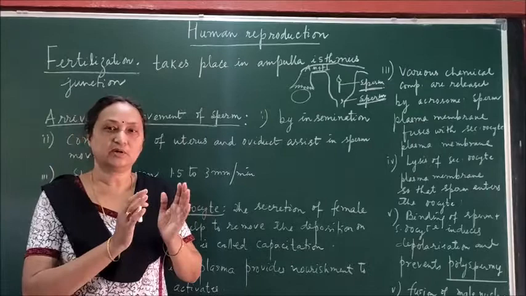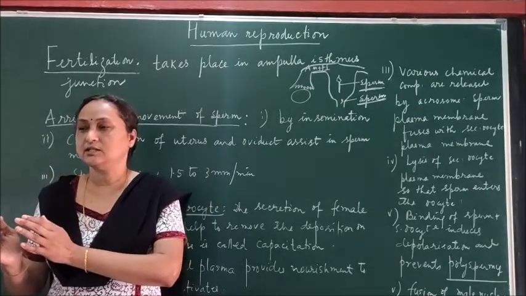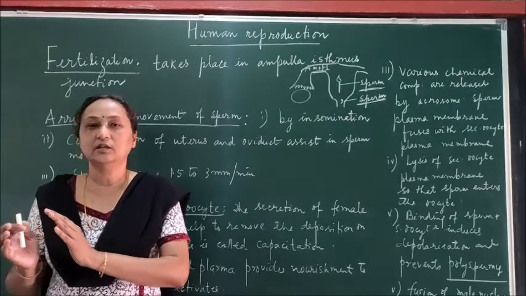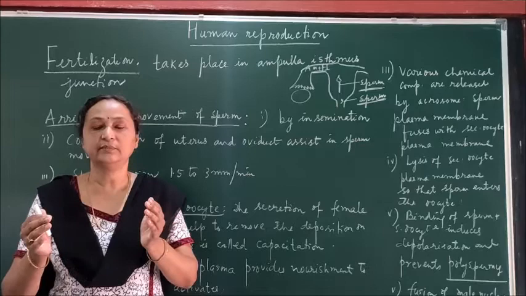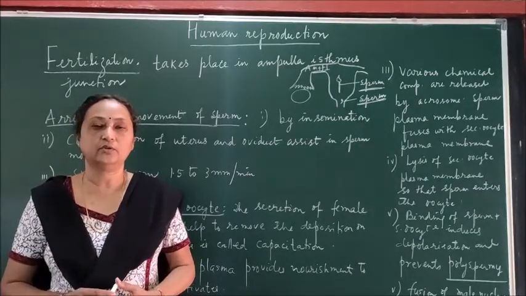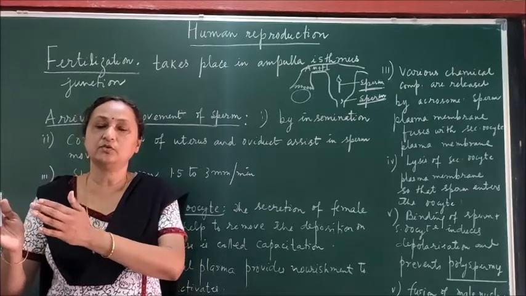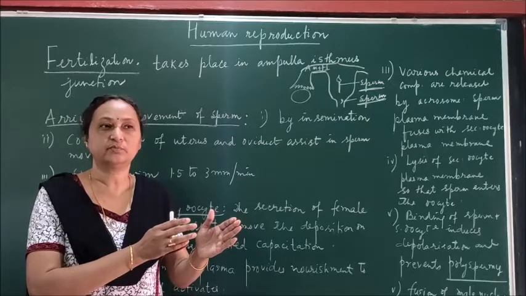The male gamete is one cell which has a haploid nucleus. The female gamete is also one cell which has a haploid nucleus. In the process of fertilization, what is happening? The male gamete fuses with the female gamete, and ultimately one single cell is produced, which is called a zygote. The zygote has a diploid chromosome number. The male and the female gametes have a haploid chromosome number.